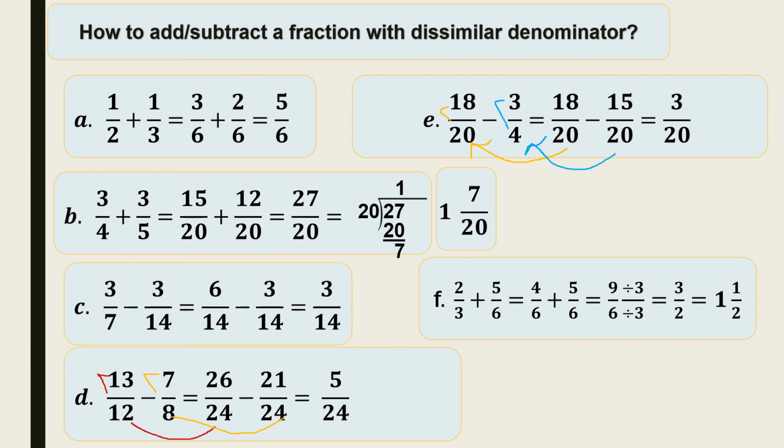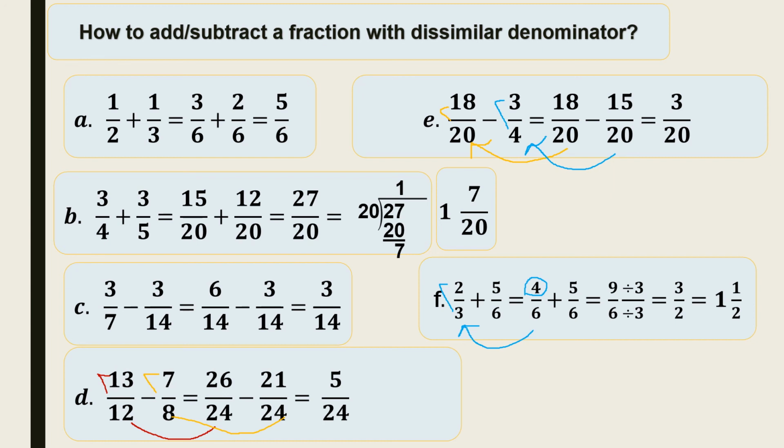Last. So 2/3 plus 5 over 6. Again, the LCM of 6 and 3 is 6. So we must divide it again by 3. So the answer is 2. And then you multiply it by 2 again. Therefore, the answer is 4.